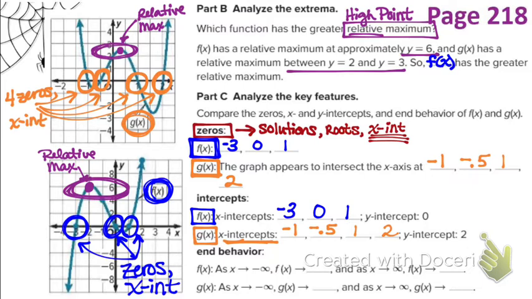So I'm curious. You told me f of x has 3 zeros, 3 x-intercepts. So this is possibly a degree what? Yep, for f of x, this is possibly a degree 3. What about for g of x? Possibly a degree 4 here.